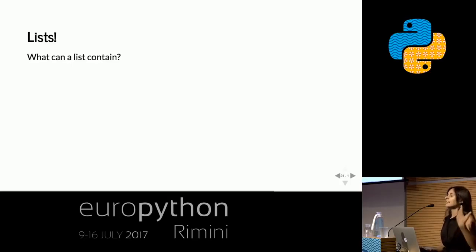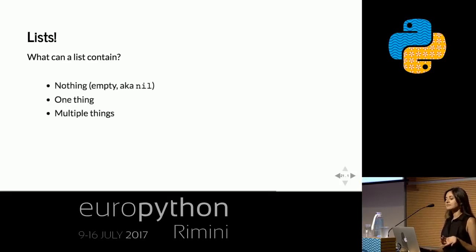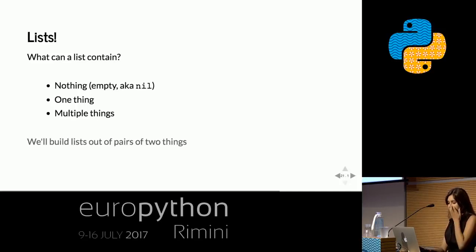What is a list? It's a thing that contains stuff. What kind of stuff could it contain? It could contain nothing. It could be empty, which is often called nil, the empty list. It could contain one thing, or it could contain more than one thing. Have I forgotten any possibilities? Hopefully not. So we're going to try to represent these things by building lists out of pairs of two things.